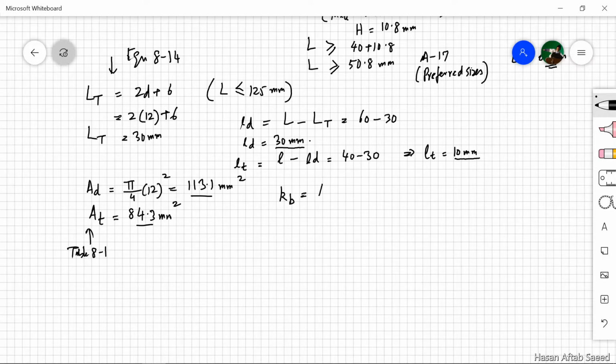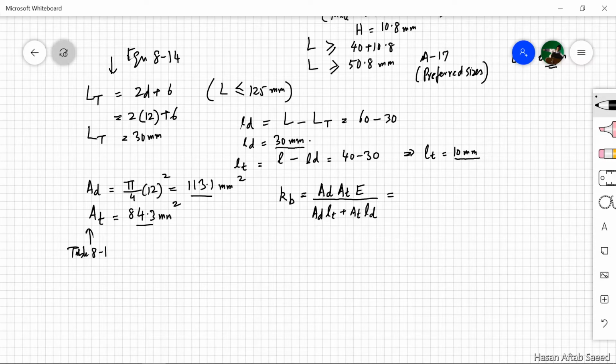Now with these four values, it's very easy to find out KB. KB is AD AT E over AD LT plus AT LD. These formulas you can look up in your textbook, and you can also consult one of my previous lectures. These are all there in detail.